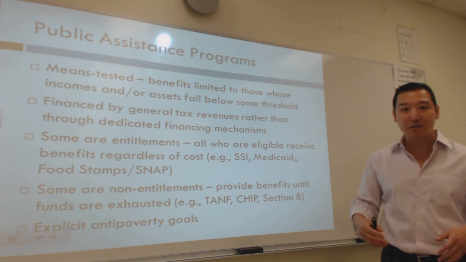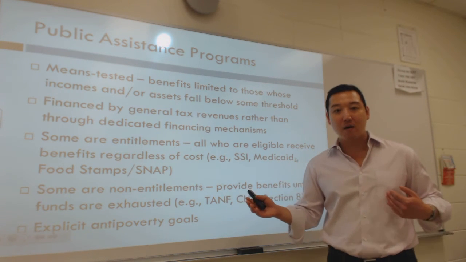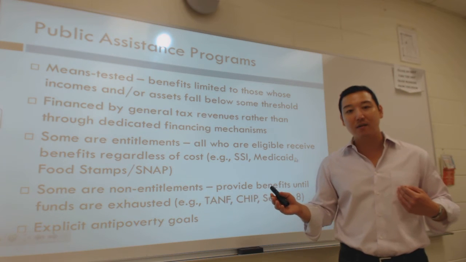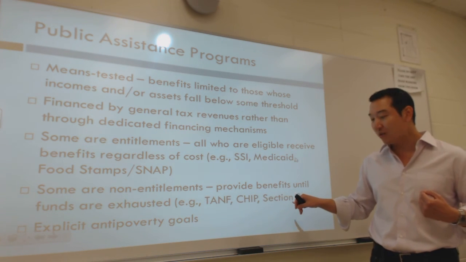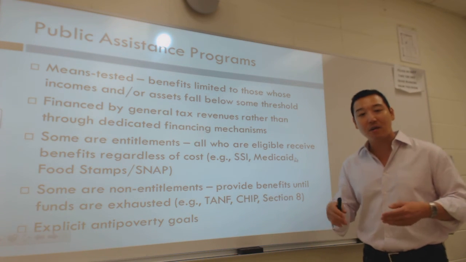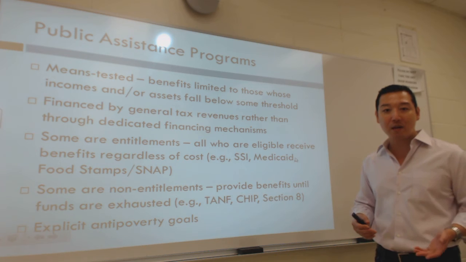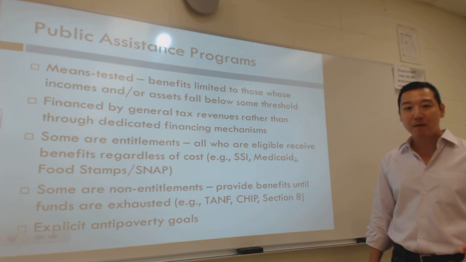And then Section 8 housing, right? We noted that often there are long wait lists, right? There are often long wait lists for certain government programs, this one being the major culprit here. But there's no obligation on the part of the local housing authority to provide you with housing, even if you're found to be eligible. So that's the characteristic of a public assistance program.